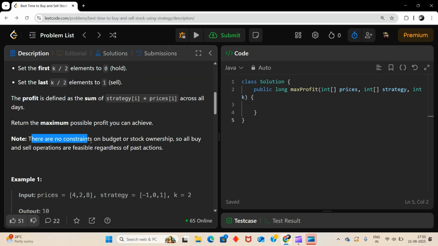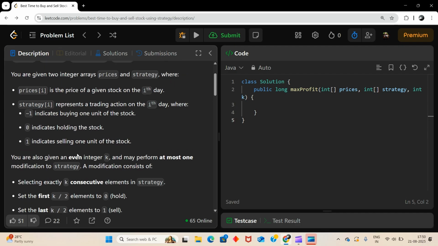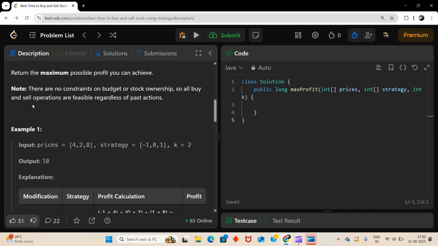There are no constraints on budget or stock ownership, so all buy and sell operations are feasible regardless of past actions. So we have prices, strategy, and k given. Using k, at most we can do one operation. That means if we don't do this operation, that is also fine. But we want the maximum, so if without this we are getting the maximum, that is fine.